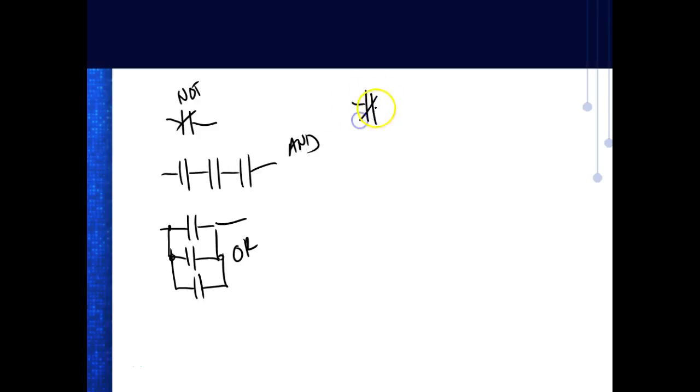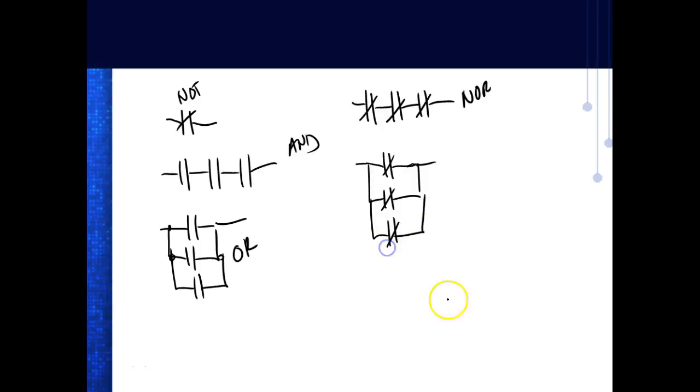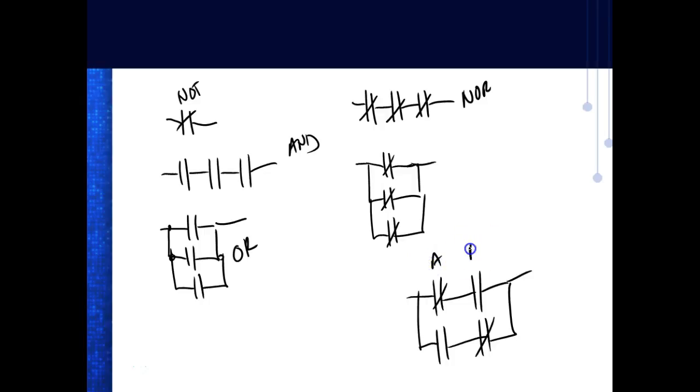Normally closed in series. Now this is a NOR. Normally open, normally closed in parallel. There's a NAND. So the middle one is an AND? Yeah, this is an AND.